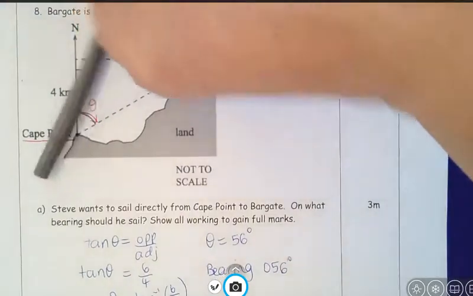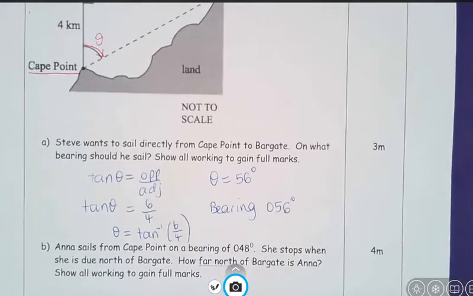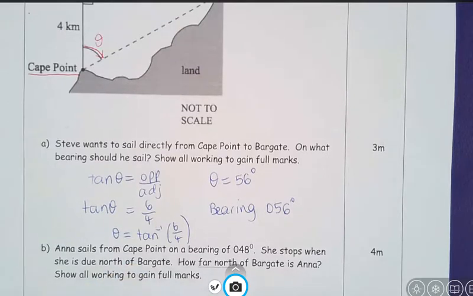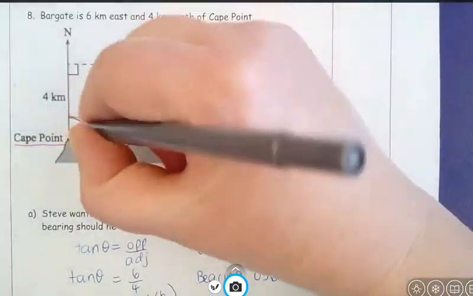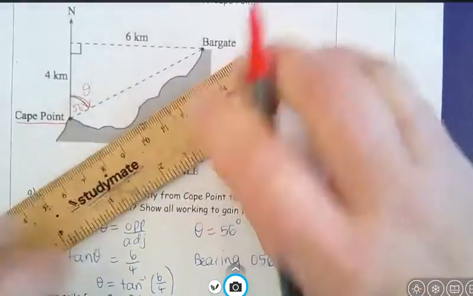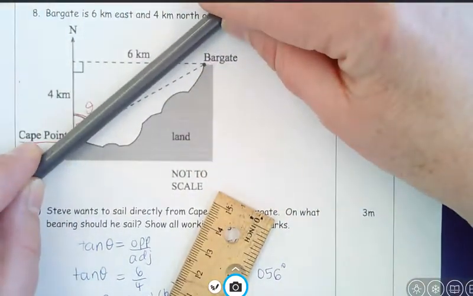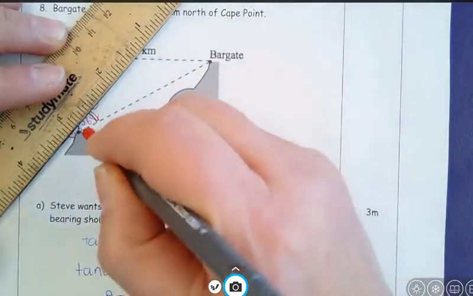Notice this is 56 degrees. It says Anna sails from Cape Point for the next part on a bearing of 48 degrees. She stops when she is due north of Bargate. How far north of Bargate is Anna? So she sails from Cape Point on a bearing of 48 degrees. So, girls, if this angle here is 56 degrees, she's not making that much of an angle. She's going maybe like this. Do you get that? If that's 56, I'm going to draw in a line for what Anna's doing.